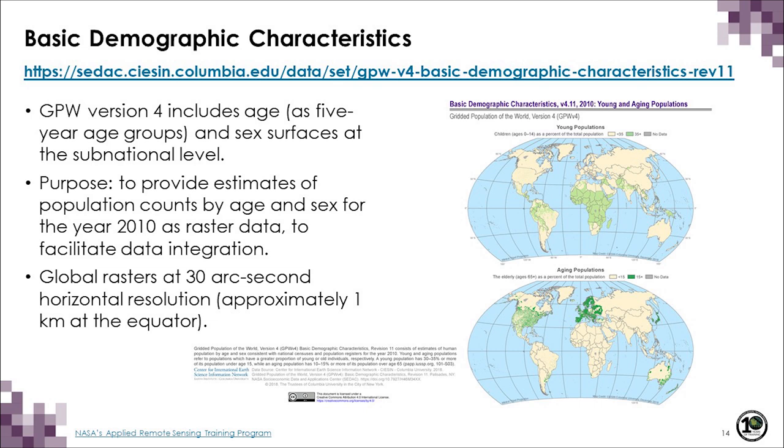Two outcomes of this data set are the maps on the right, which display the distribution of the proportion of children under 5 in the upper panel and the proportion of the elderly in the lower panel as indicators of young and aging population respectively.